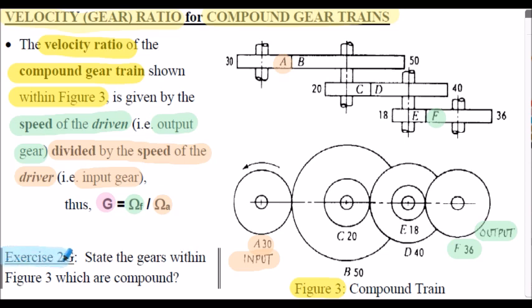Exercise 2G asks us to state within figure 3 which are compound gears. Hopefully that's reasonably easy to see. Reviewing the top sketch here, gears B and C are compound gears as they are located on the same axle, so they both rotate at the same angular velocity. And also gears D and E are compound gears because they too are located on the same axle.